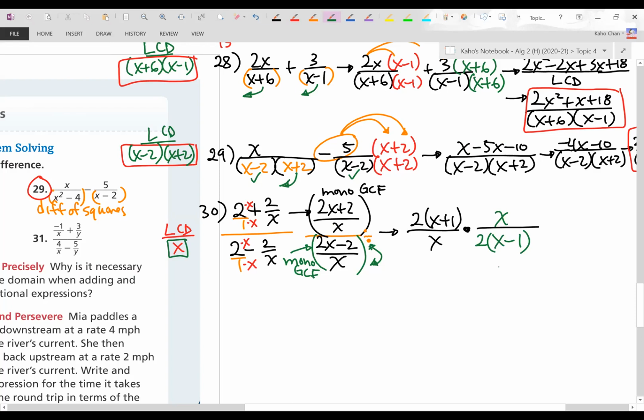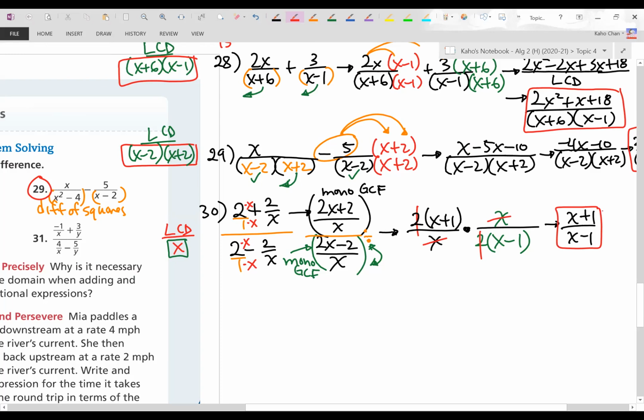Woohoo! Very good. So with that in mind, yeah, the 2's cancel, the x's cancel, and that leaves me with x plus 1 divided by x minus 1. Came out very nice. Looks pretty.